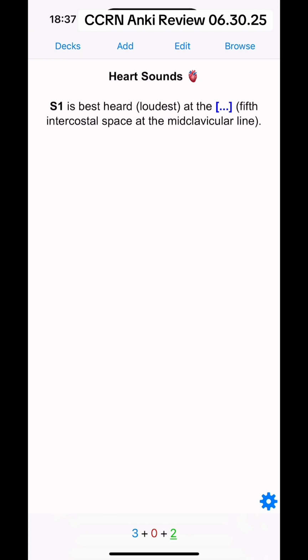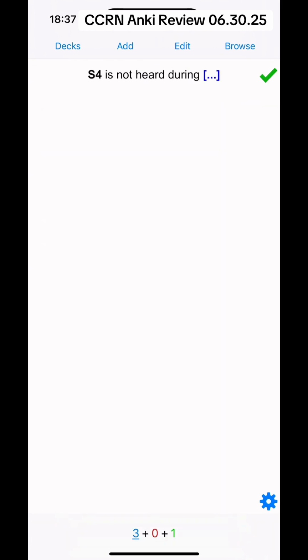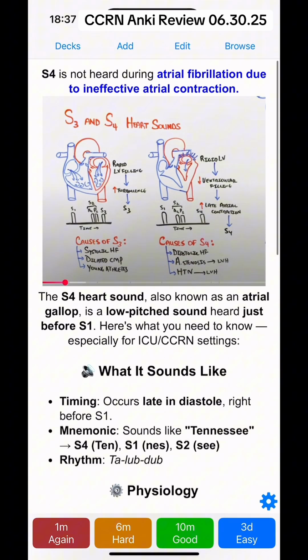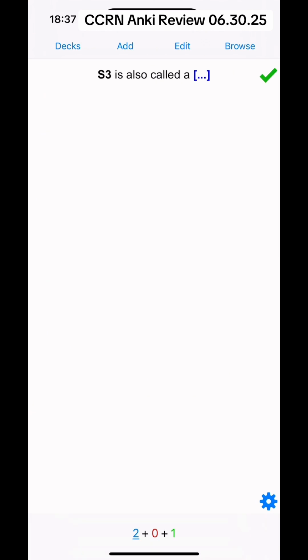S1, okay, this is going to be at the apex. S4 is not heard. This is a clinical note. S4 is not heard during AFib because the atria are not contracting right, and you're not going to hear that forceful extra sound. In all the text I've read, this is the most notable one you want to watch out for, that you won't hear S4.